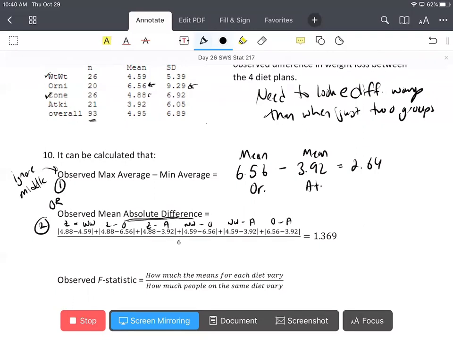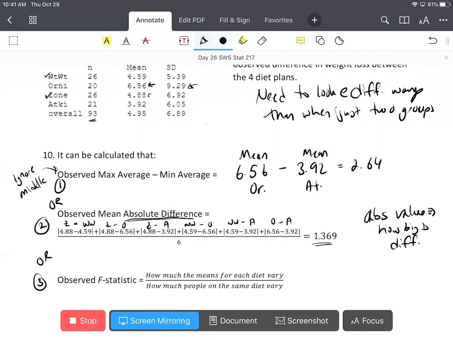With the absolute value, we're looking at how big the difference is. We're not worried whether one is specifically larger than the other. We're looking at how far apart they are. All right, and then we divide by the total number of groupings that we have, in this case 6, and we end up with a statistic of 1.369.